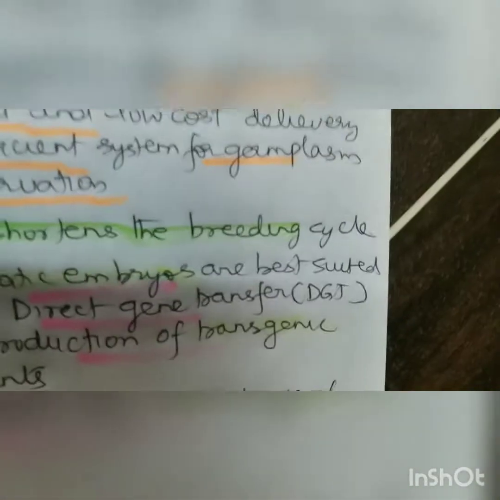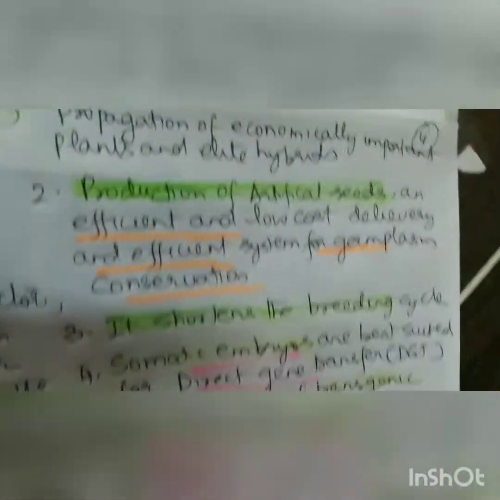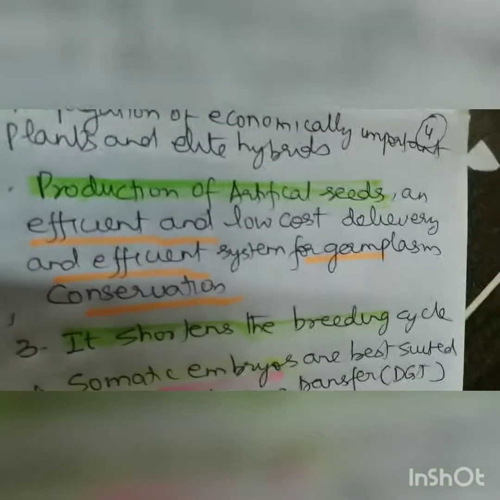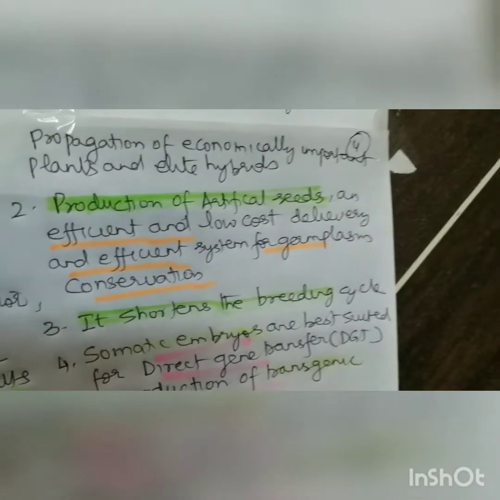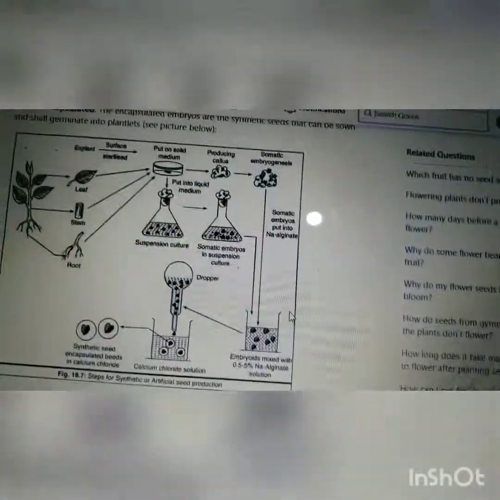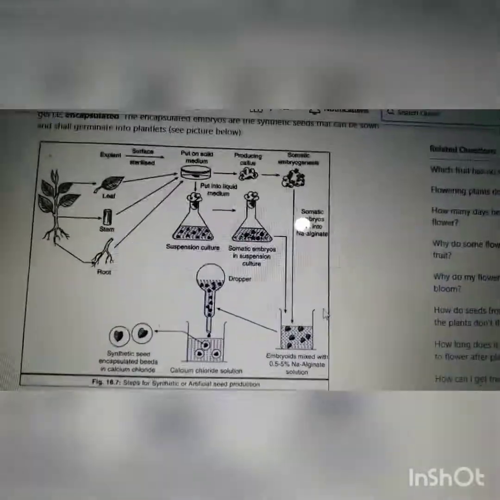So this is very important, because the formation of these artificial seeds is important, as it is a low cost delivery and efficient for germplasm conservation, right. I want to show you, and while talking, see, this is the basic formation of artificial seeds we did in labs.